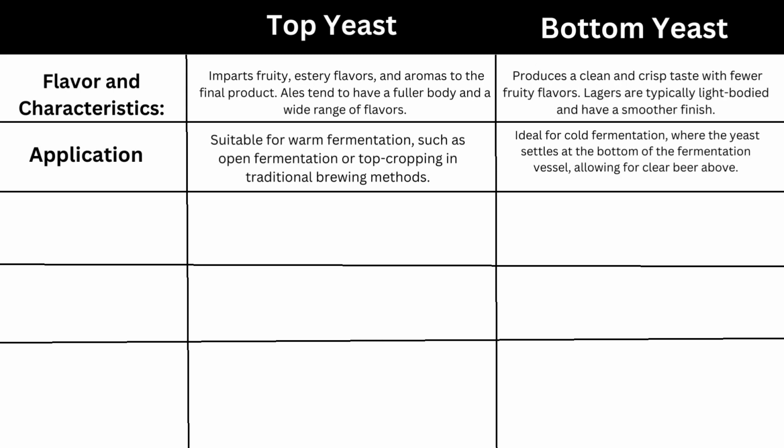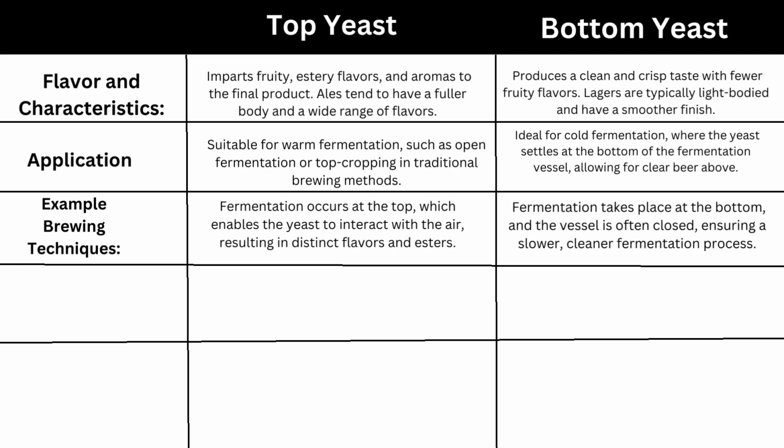Second, application. Top yeast is suitable for warm fermentation, such as open fermentation and top cropping in traditional brewing methods. Bottom yeast is ideal for cold fermentation, where the yeast settles at the bottom of the fermentation vessel, allowing for clear beer. Third, brewing technique.